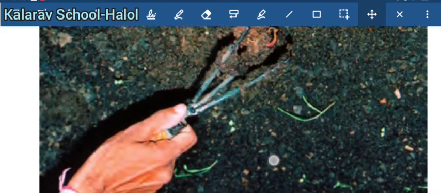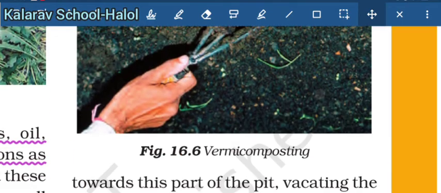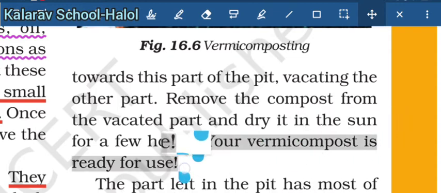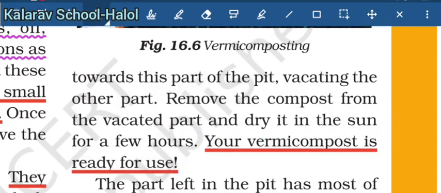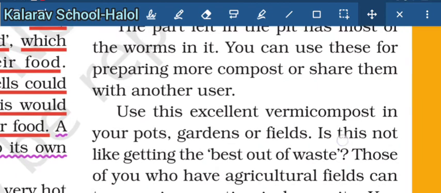As you see here, in vermicomposting the red worms can shift from their place. Remove the compost from the vacant part and dry it in the sun. Your vermicompost is ready for use. This is the procedure by which we get vermicompost. The part which is left in the pit has most of the worms in it. You can use these for preparing more compost.